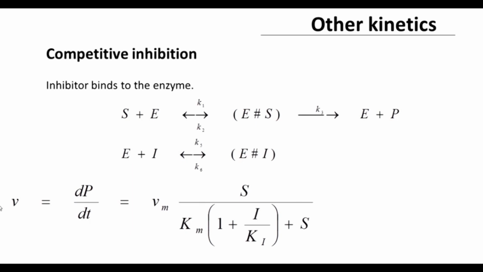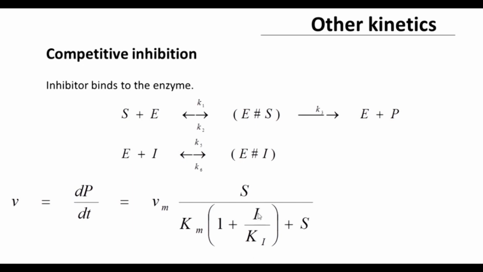Again, this is a batch system, therefore the volumetric rate can be taken to be the accumulation rate of the product, dP/dt, that equals Vm times S divided by Km into (1 plus I by Ki) plus S. This has been deliberately arranged to be of this form. Remember our Michaelis-Menten kinetics was Vm S by (Km plus S). Here we have Vm S by Km into (1 plus I by Ki) plus S.